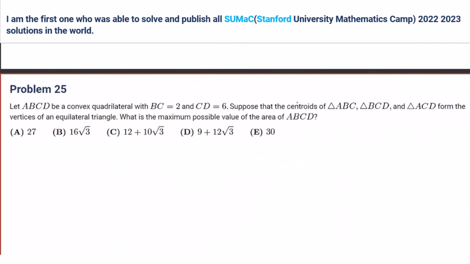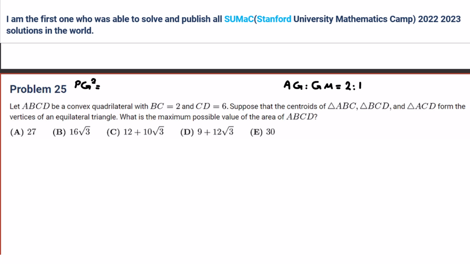So when we have centroids, what do we know about centroids? Remember, AG over GM was what? 2 to 1. Exactly. We know something. And length of medians, all these things. PG squared, do you not remember PG squared was what? What is P? P was any arbitrary point, and G was the centroid.